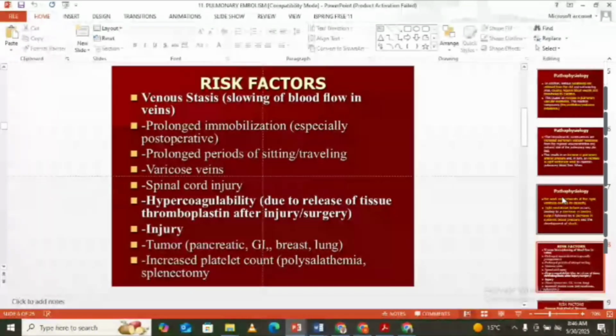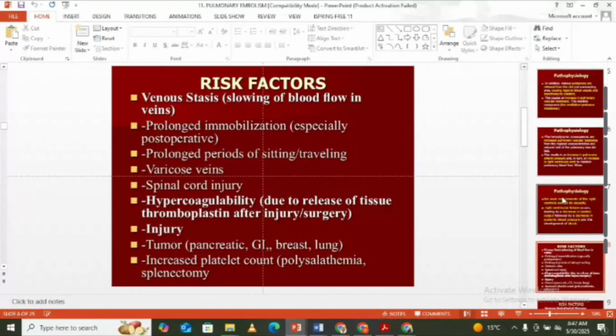pulmonary embolism or emboli: venous stasis, that is slowing of blood in the veins; prolonged immobilization, more especially post-operatively, very common; prolonged periods of sitting; varicose veins; spinal cord injury; hypercoagulability, that's release of tissue thromboplastin after injury. Could be as a result of injury.